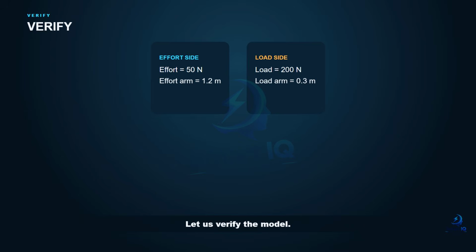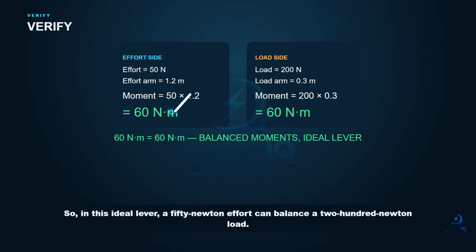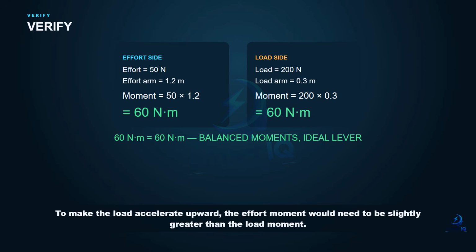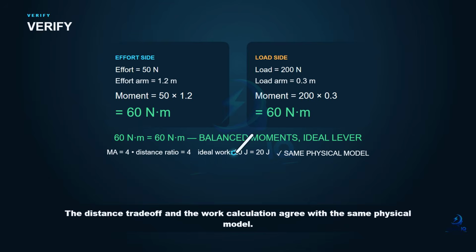Let us verify the model. The effort acts 4 times farther from the fulcrum than the load. So, in this ideal lever, a 50-Newton effort can balance a 200-Newton load. To make the load accelerate upward, the effort moment would need to be slightly greater than the load moment. The distance trade-off and the work calculation agree with the same physical model.